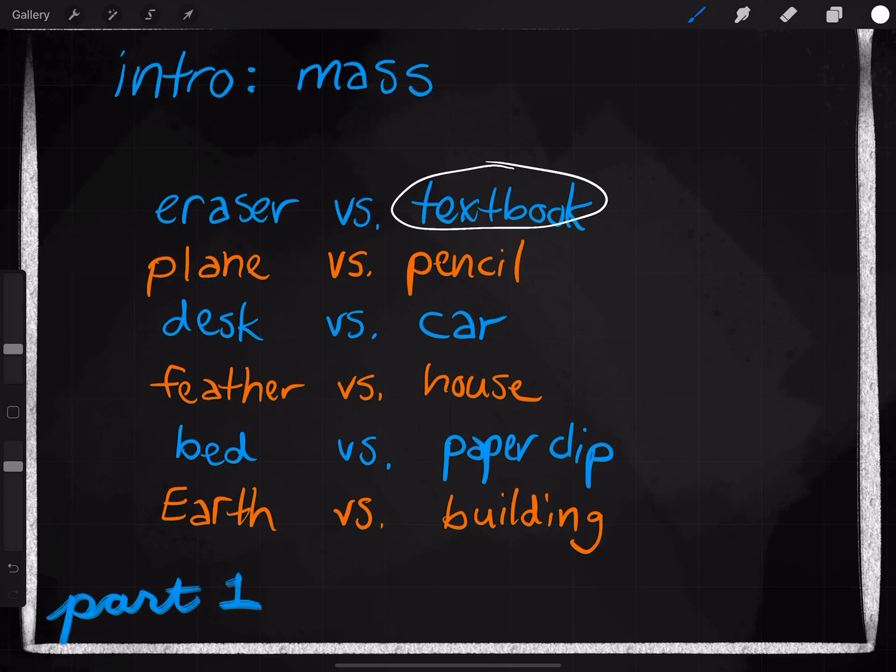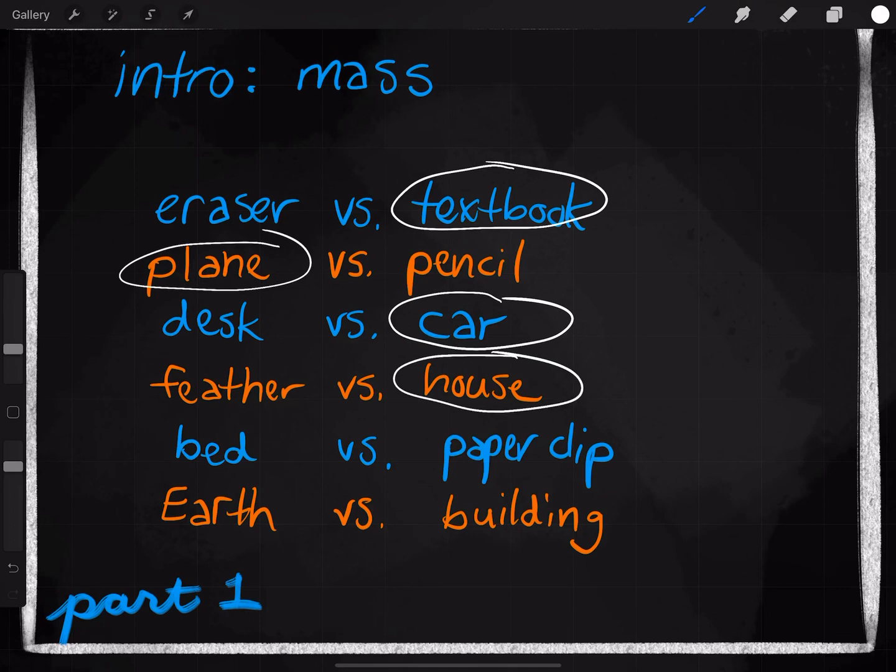A plane versus a pencil. Well, which one is heavier and has more mass? A plane. Okay, you might want to pause and just go through these. A desk or a car. Well, a desk is massive, but a car is much more massive. A feather versus a house. House is way more massive. A bed, more massive than a paperclip. Planet Earth versus a building. Well, buildings are pretty massive, but planet Earth, extremely massive.